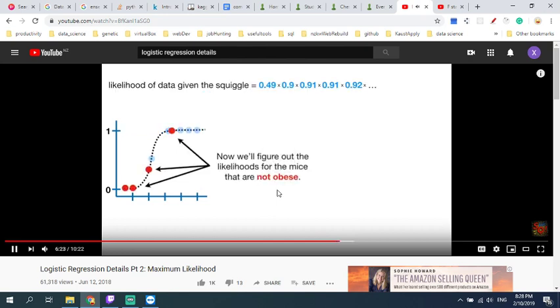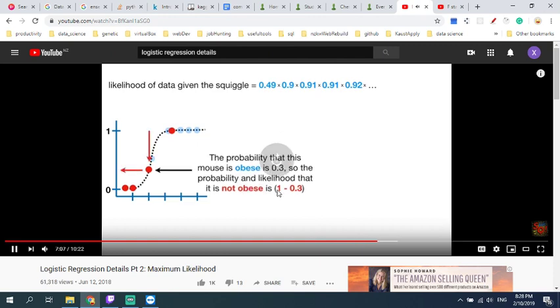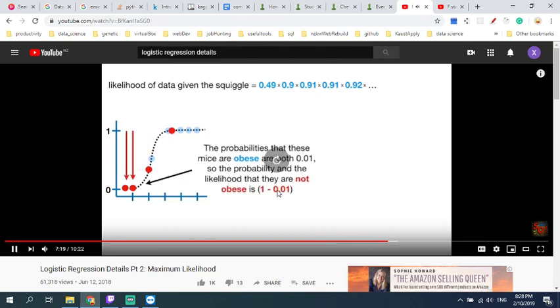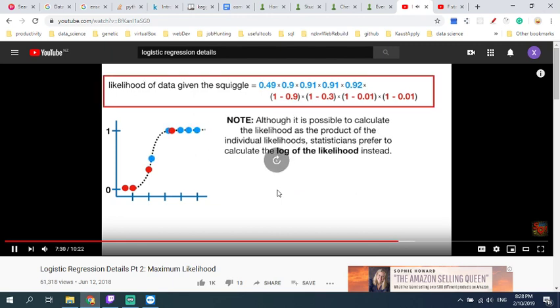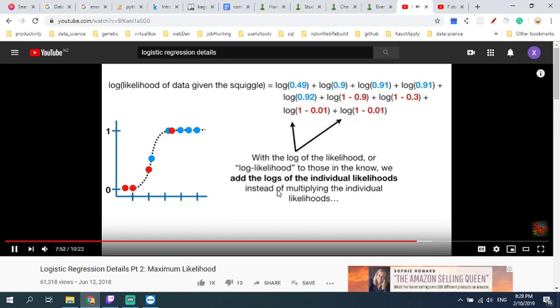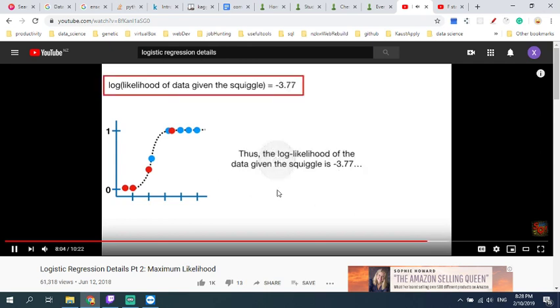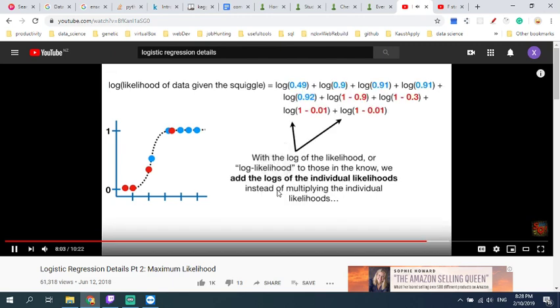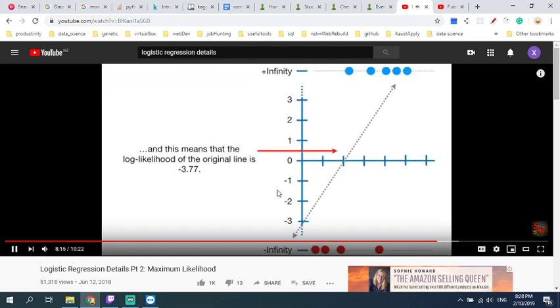Now we'll figure out the likelihoods for the mice that are not obese. Although it is possible to calculate the likelihood of the data as the product of the individual likelihoods, we usually use the log of the likelihood instead, and thus the log likelihood of the data. Thus, the log likelihood of the original line is negative 3.77.